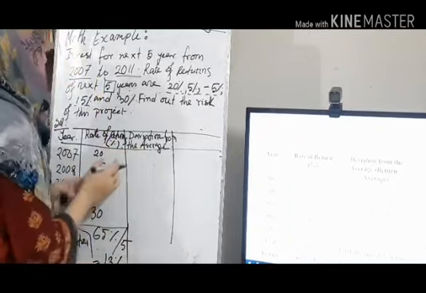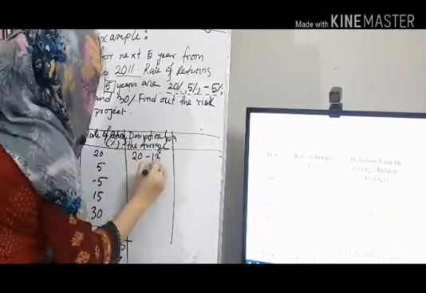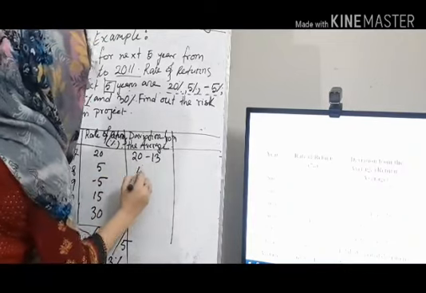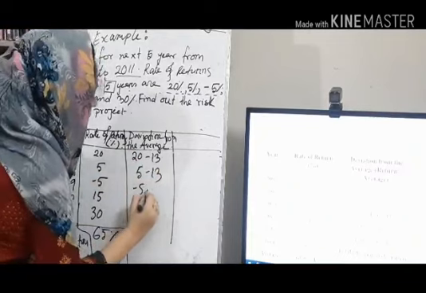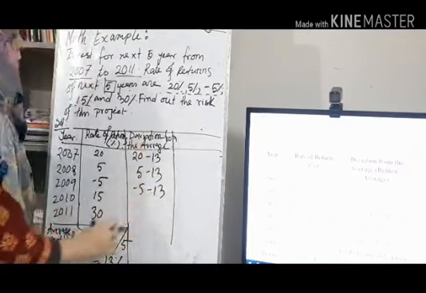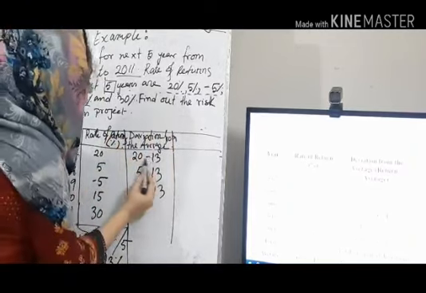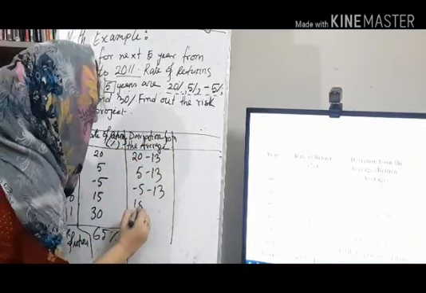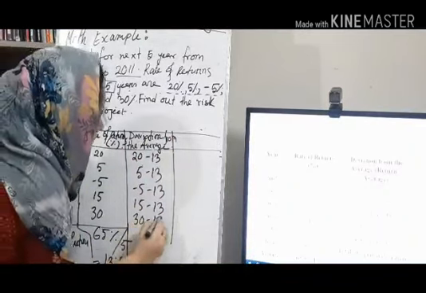So the average rate of return is here 13%. So we have to write it here. 20 minus 13, 5 minus 13, minus 5 minus 13. This is the process, the deviation from the average. Average is 13 here. 15 minus 13, and last one 30 minus 13.